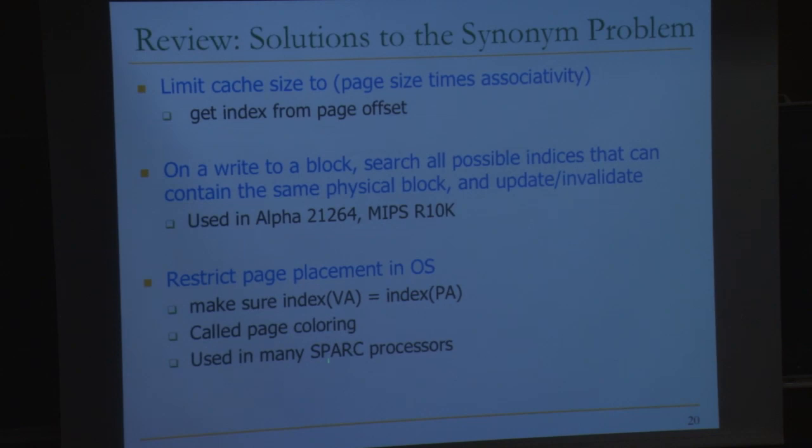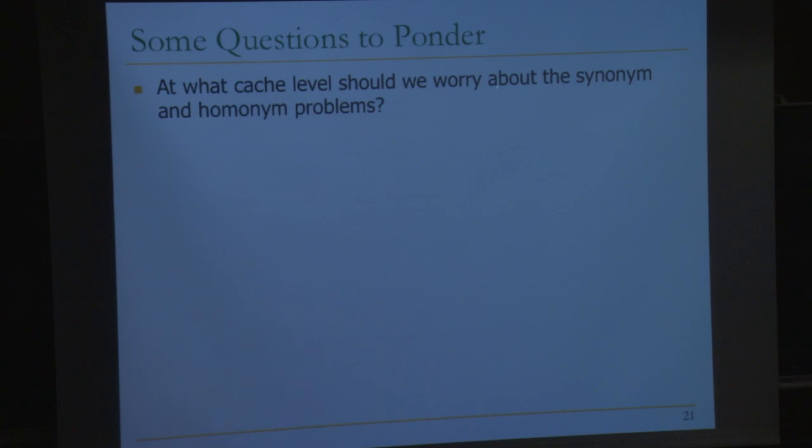OK, some questions to ponder related to this. And then we'll move on to cache performance. At what cache level should we worry about the synonym and homonym problems? Do you worry about this at the L3 cache level? Yes? No? Or did I cover too fast that you're all dumbfounded now?